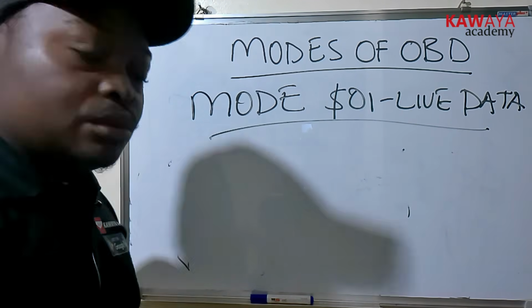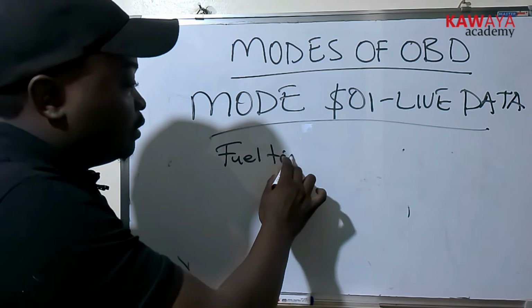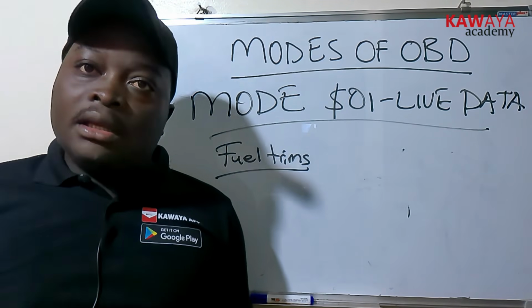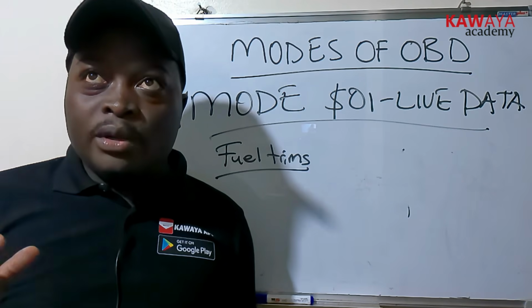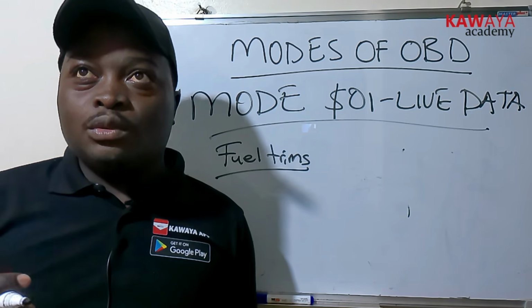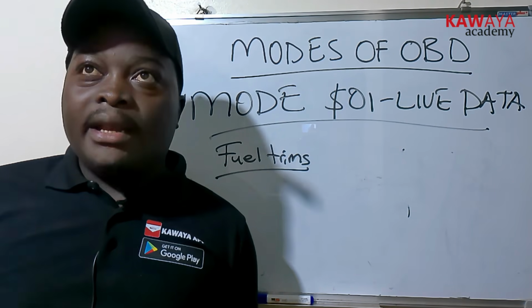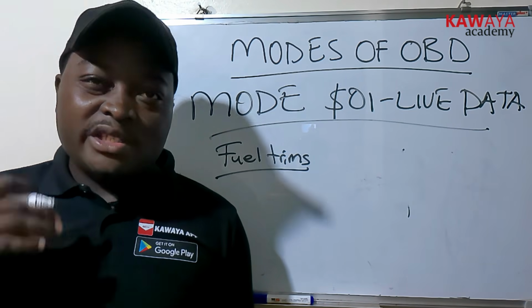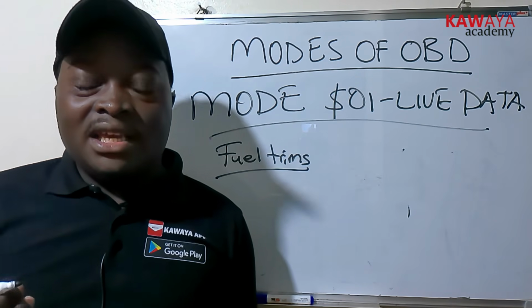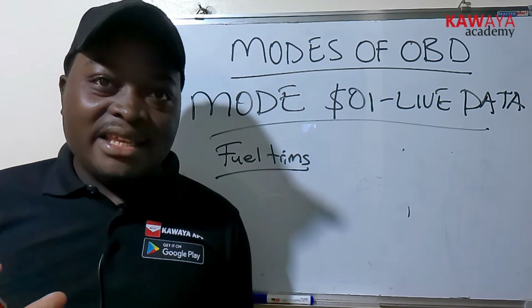Let me talk about fuel trims. So what are fuel trims? In a vehicle, we have different sensors that help the ECU to deliver fuel to the engine. The ECU uses different sensors, the oxygen sensor, the MAF, and many others to determine how much air or how much fuel to be delivered in the engine.